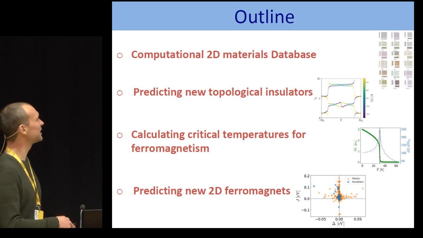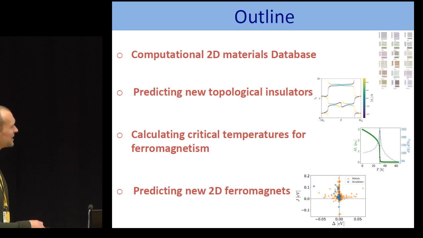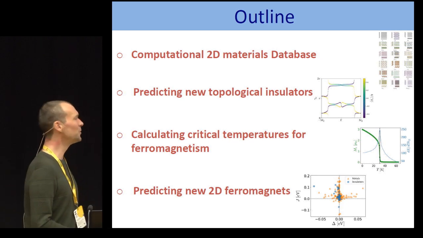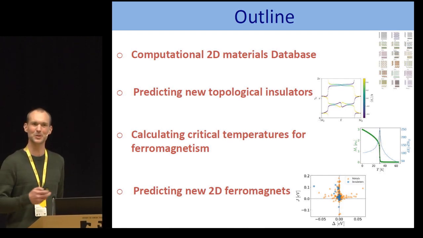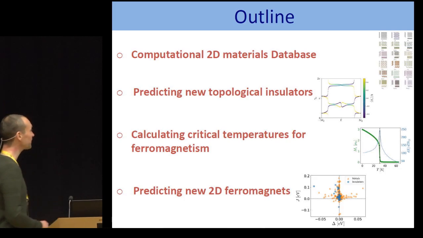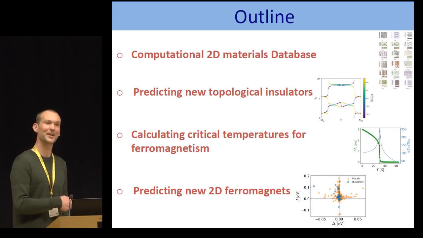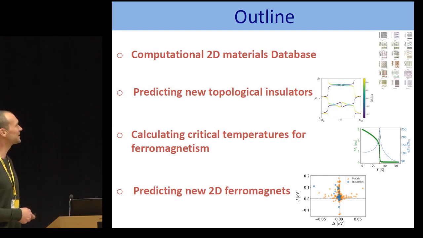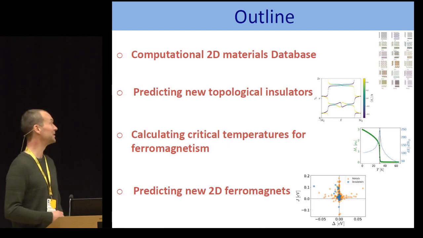Then I'll move on to something a little bit different, namely the subject of magnetism in 2D. It turns out that it's a little bit more tricky than in three-dimensional materials, because we're used to, in 3D, if we do a DFT calculation and the ground state is magnetic, then we expect that there will be a spontaneous symmetry breaking and the material will be magnetic at some finite temperature. But in 2D, it's very different due to the Mermin-Wagner theorem, which tells us that we cannot have spontaneous symmetry breaking in 2D. So we need to have an explicitly broken symmetry, and that makes it a little bit more tricky to calculate critical temperatures for magnetic order in 2D.